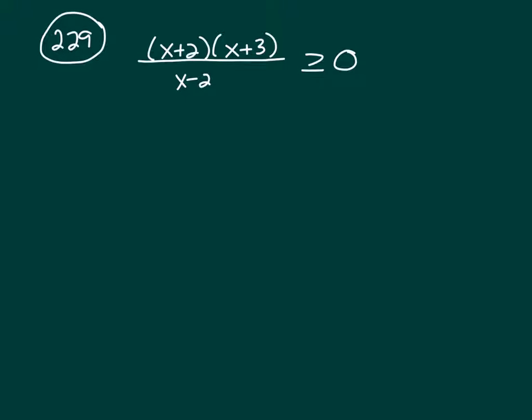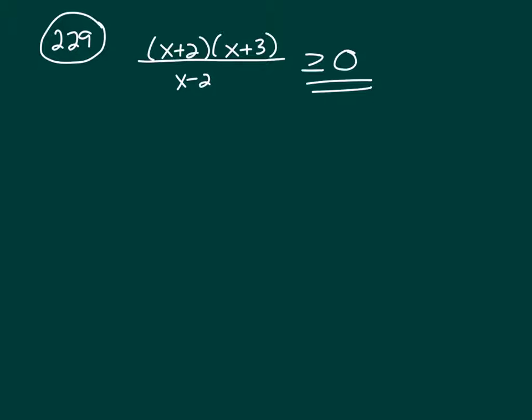How many of the integers that satisfy this inequality are less than 5? All right, so you're trying to find all the values of x that you can plug in here that make it greater than or equal to 0, otherwise known as positive.